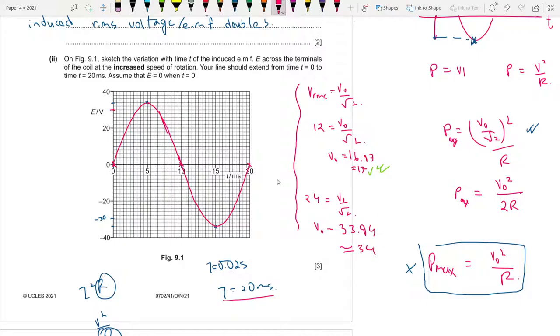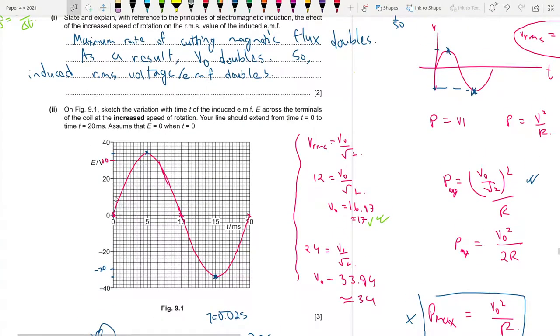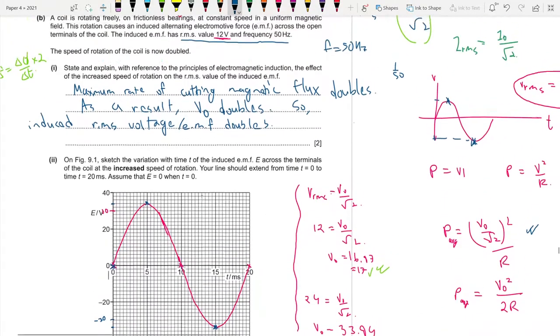If you look at this graph, we have 30 here and minus 30 over here. So 34 will be two boxes above, so it's over here and here. Those are the peak values. How do I know where they're located? Assume that E is equal to 0 when t is equal to 0. Beforehand we had a frequency of 50, so the time period was 1 by 50, which is 20 milliseconds.